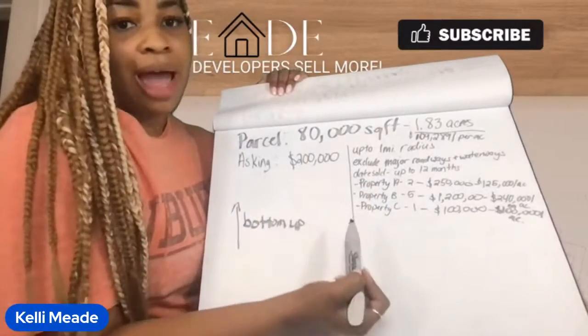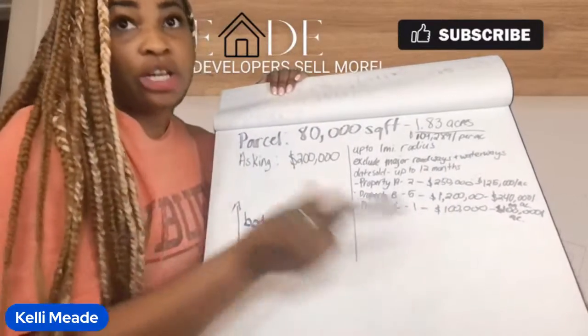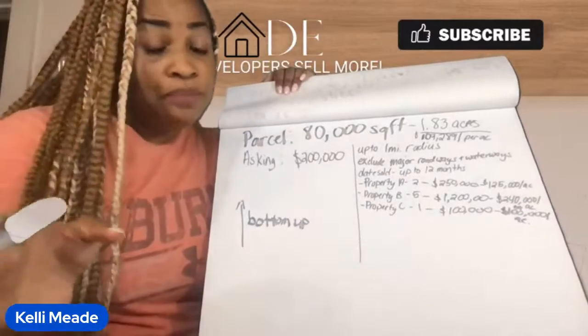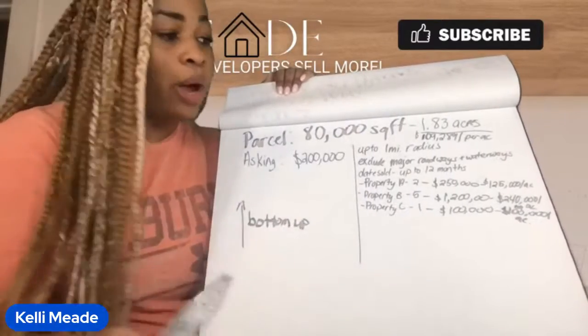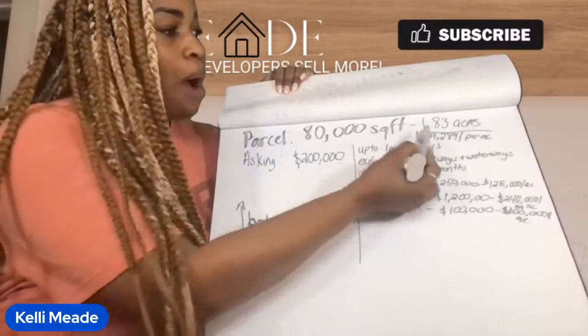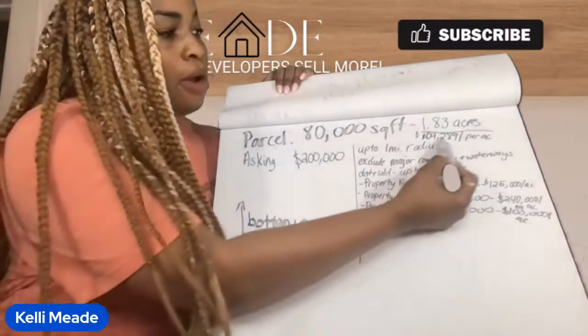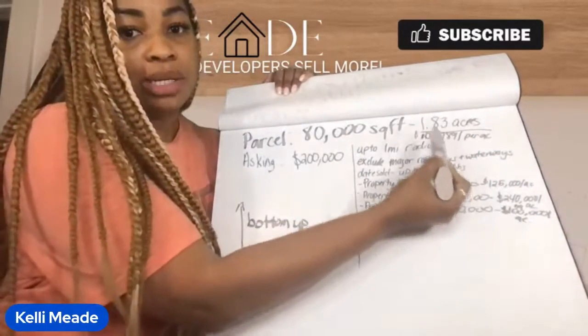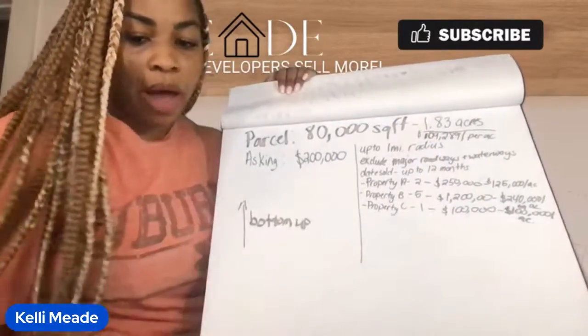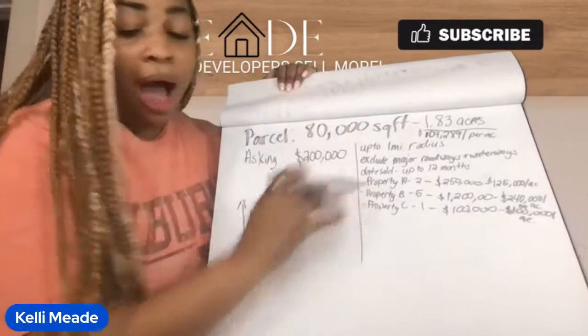Now, I would take it out, but some people leave it in the equation. You can decide what you want to do, but I would take that out of the equation because when I'm doing a bottom up approach, I want to look at property that was the most similar to my subject property. Okay. But for this purpose, I'll leave it in.